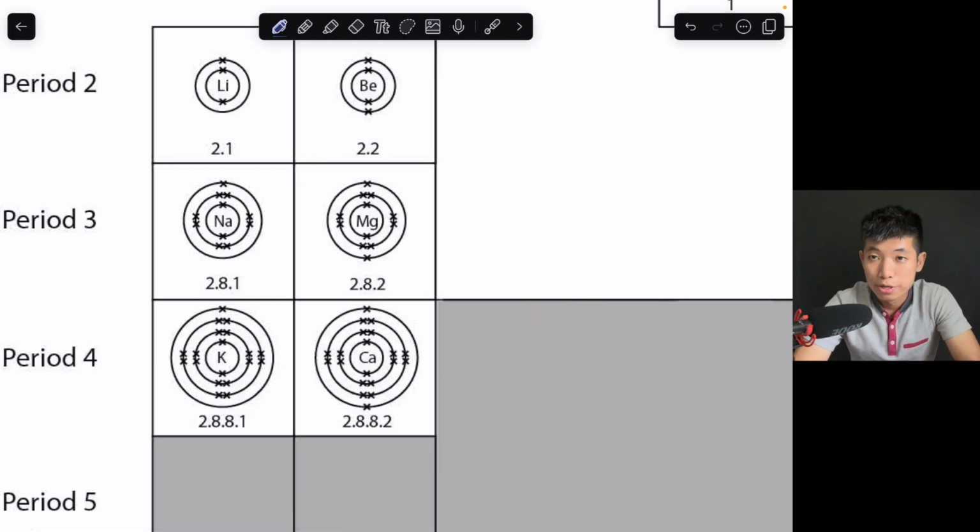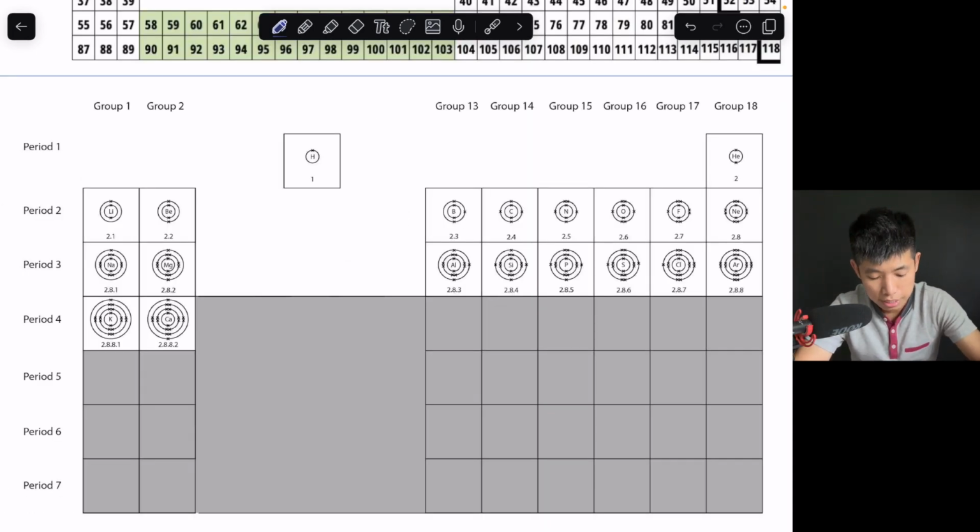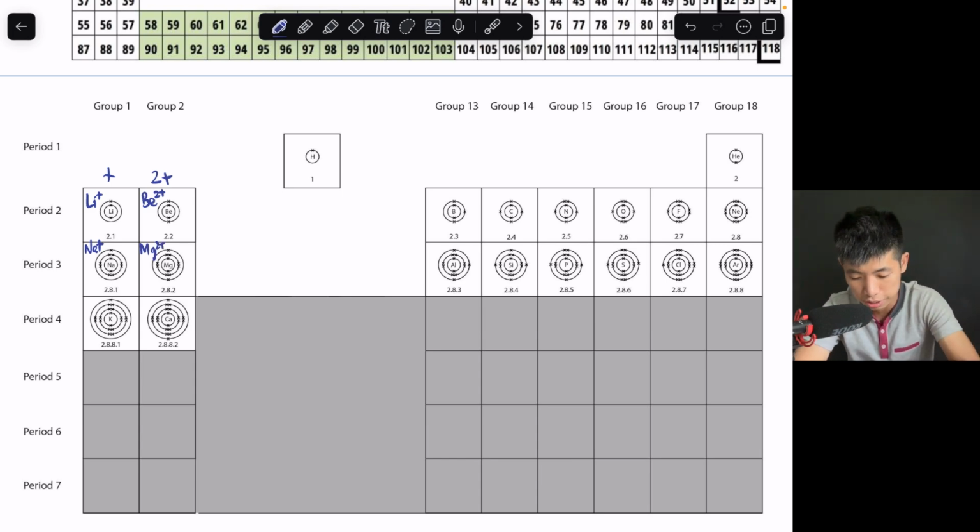So what about ions, right? The charge of the ion is actually related to the number of valence electrons. So we say that metals lose electrons to form positively charged ions. Since those in group 1 have 1 valence electron, they form the ion with a plus charge. For example, lithium ion, sodium ion. Those in group 2 form ions with a 2 plus charge because they have 2 valence electrons that can be lost to have a fully filled valence shell.